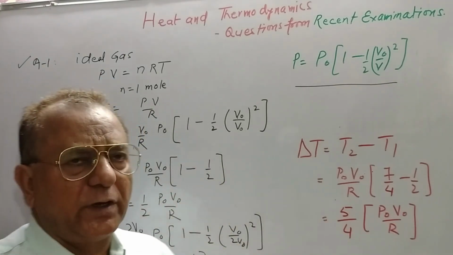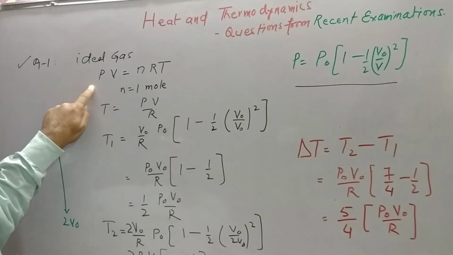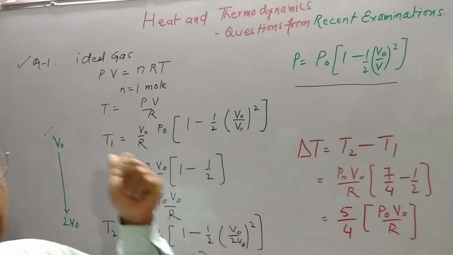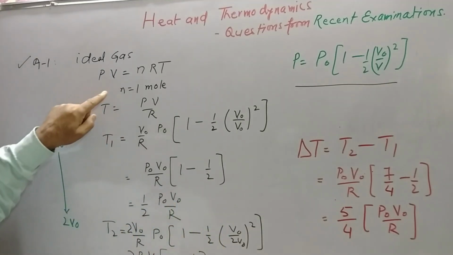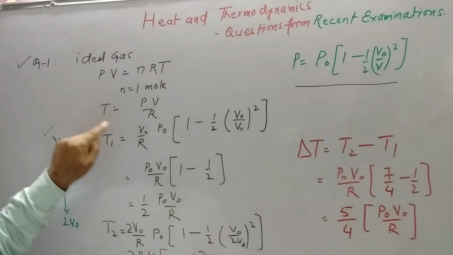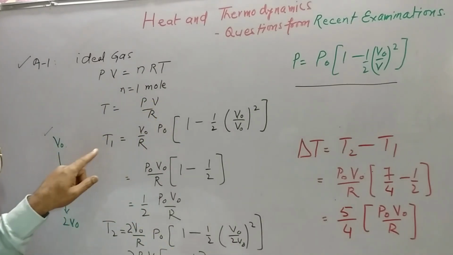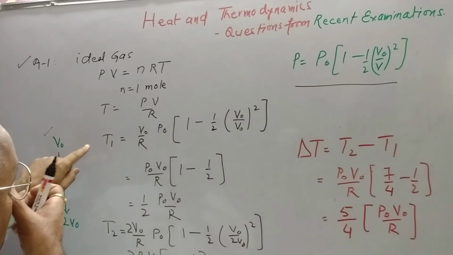In such questions, you should remember that this is an ideal gas. Therefore, it will obey PV is equal to nRT, the ideal gas equation. And 1 mole is given to you. Therefore, PV is equal to RT, T is equal to PV by R. Now the question becomes easy. It is just substituting your values.